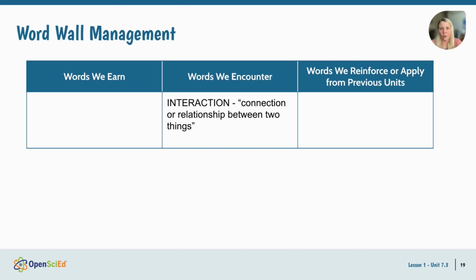Now, in terms of word wall management, one word that we encounter is the word interaction, which is a connection or relationship between two things. But this is not an all-inclusive list. In prior years, I've had students want to add the word fatigue to the list or other symptoms that they weren't quite sure of. So be prepared to add whatever words your students want to gain as vocabulary as they move through this unit.